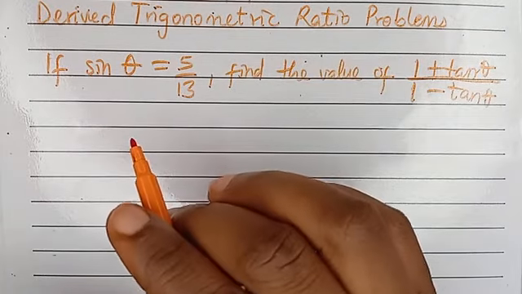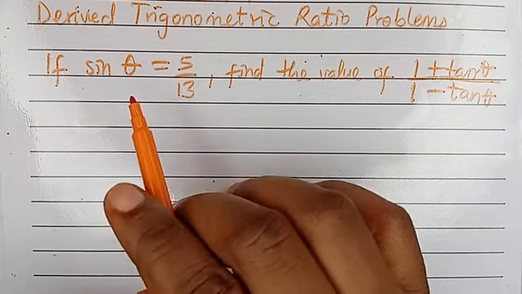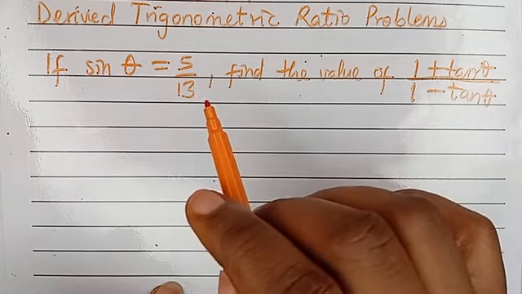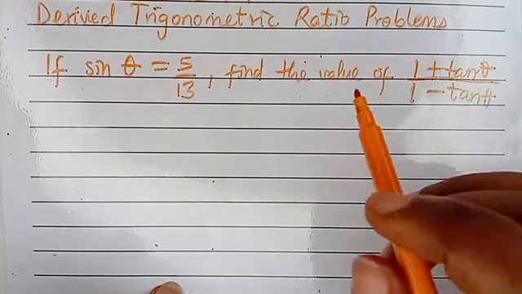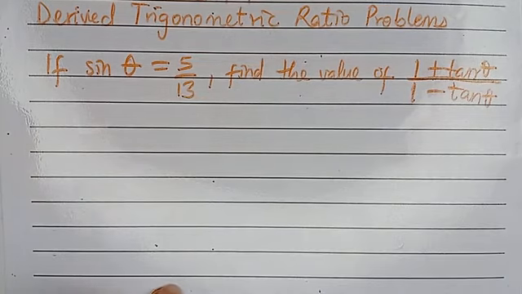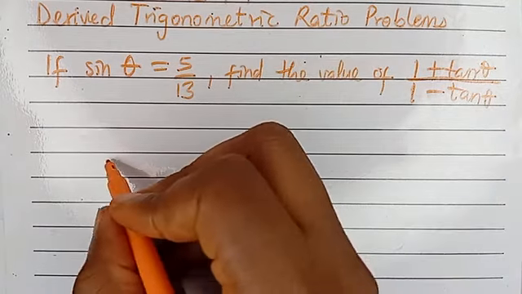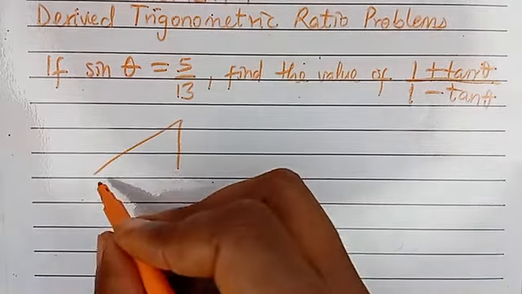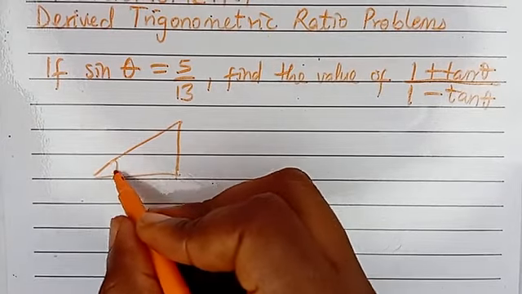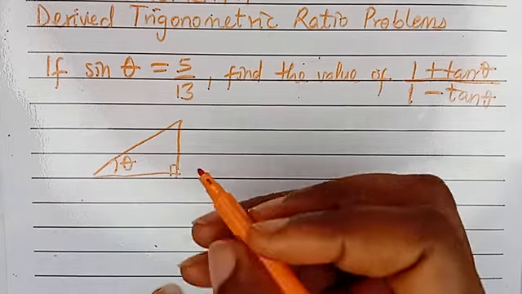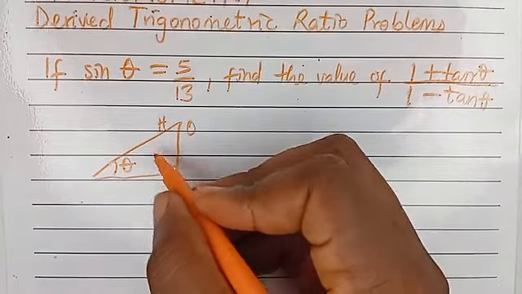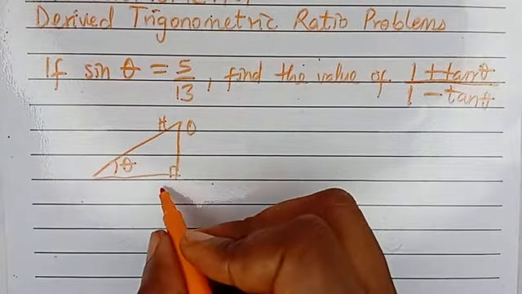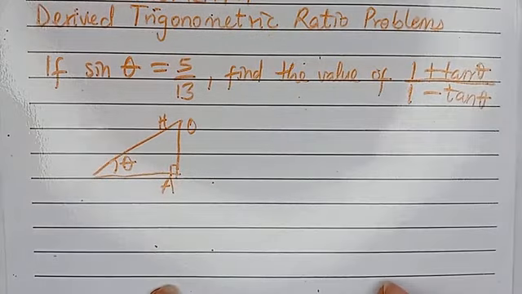Over to this next example. We have that if sine theta is equal to 5 over 13, find the value of 1 plus tan theta over 1 minus tan theta. Now, I know you know that this is already very simple. So the first thing we do is to draw a right angled triangle and assign theta to one of these angles. This is the opposite, this is the hypotenuse, the side opposite angle 90, and the remaining side is the adjacent side.